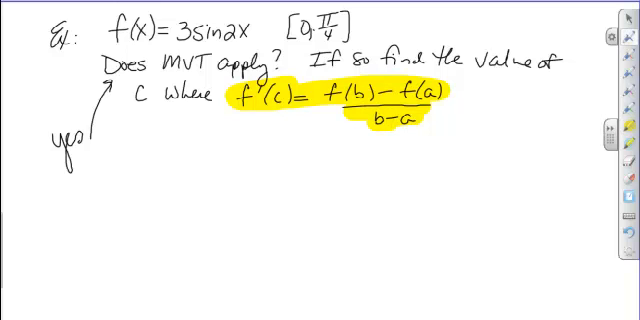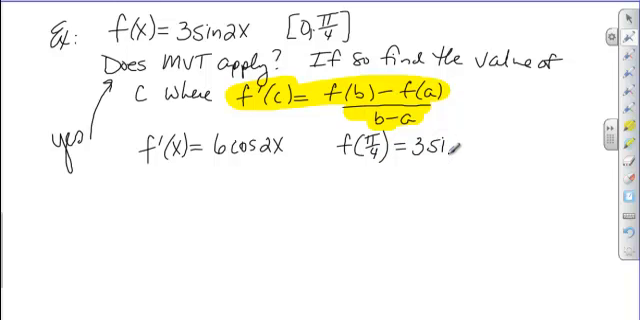So there are some things we're going to need to know. First of all, we're going to need to know the derivative function. Using the chain rule, we'll end up with 6 times the cosine of 2x. We're going to need to know f of pi over 4, which will be 3 times the sine of pi over 2, so that simplifies to be 3. And we need f of 0, which is 3 times the sine of 0, or 0.